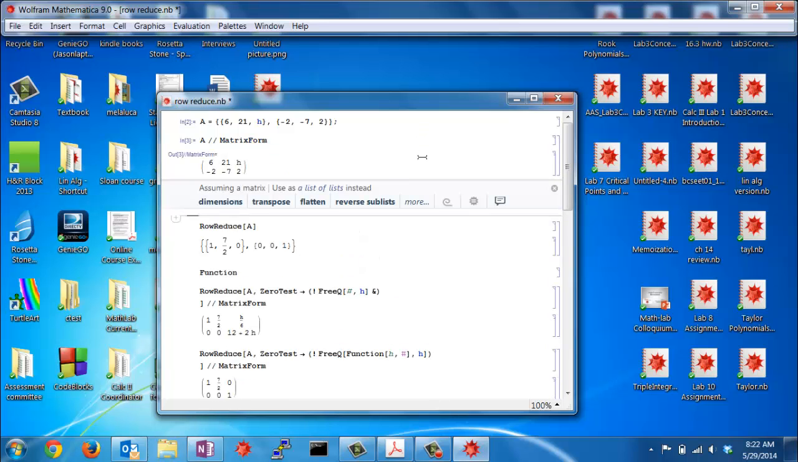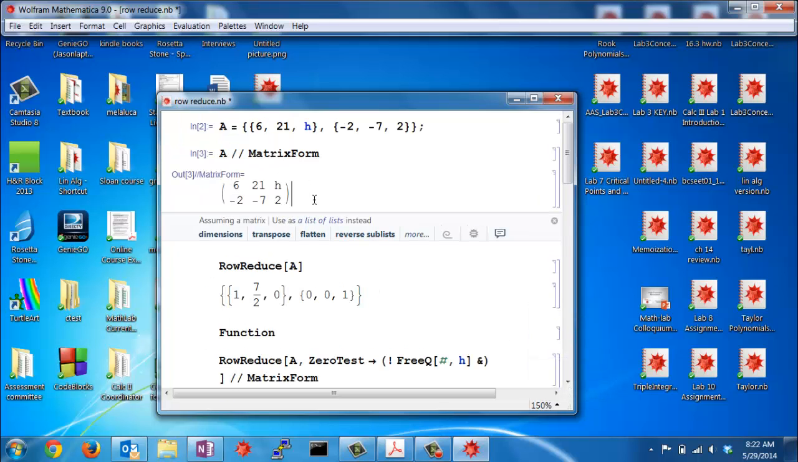Something looks like this. They would say, that's an augmented matrix. I'll make that a little bigger so you guys can actually see it. And they said, are there solutions to this thing? And it turns out that depending on the value of h, there are solutions or there are not solutions.